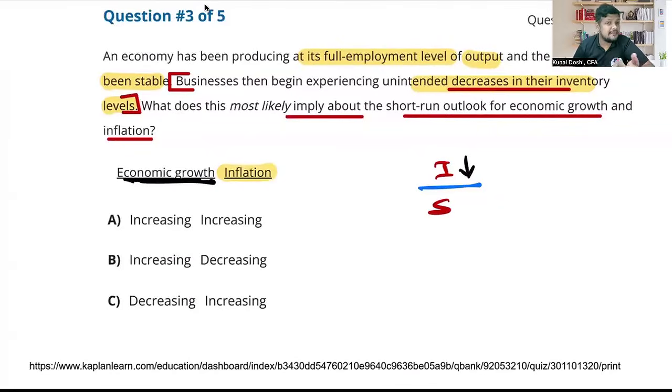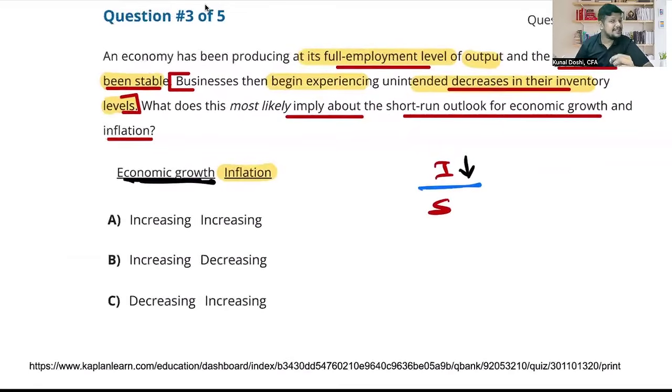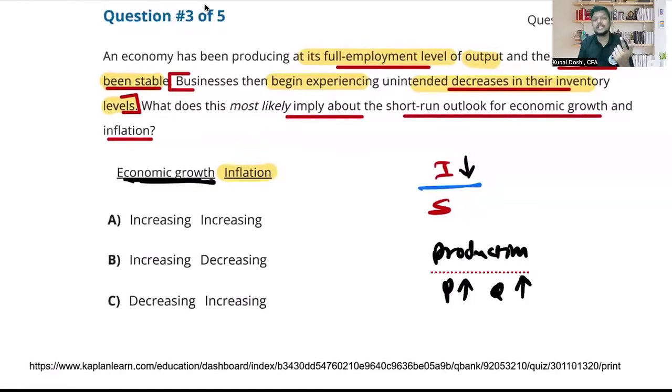What will cause the inflation? See, here they are saying the economy is already at full employment and the price level has been stable. But now they are saying businesses begin experiencing an unintended decrease in inventory. Whenever there is a decrease in inventory and the economy is expanding, what will happen? The production will increase, because the inventory levels are going down. And as production increases, price and quantity both will increase.